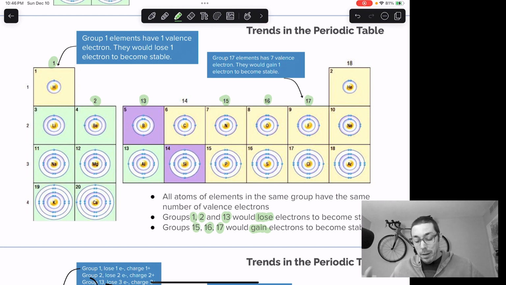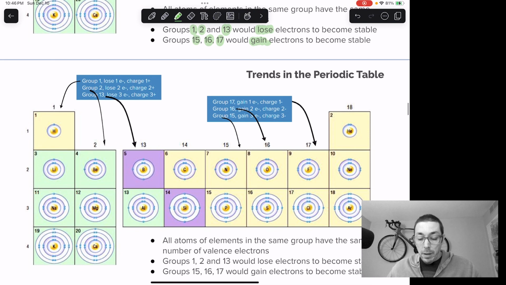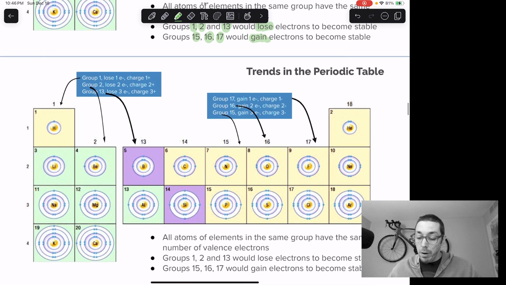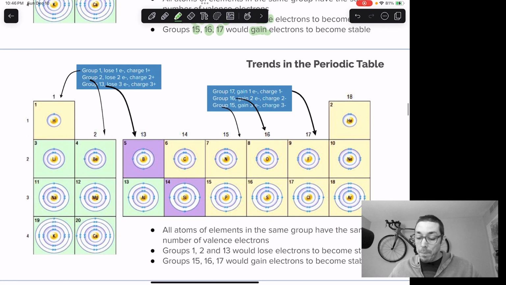So the general idea is that on the left side of the table, those are metals, and they typically lose electrons to become stable and make positive ions. And on the right side of the table, you have nonmetals, and they typically try to gain electrons, which makes them negative ions when they become more stable.